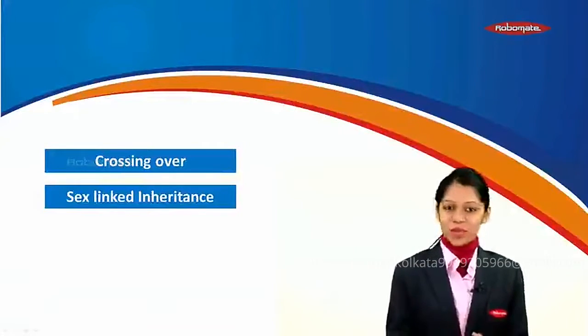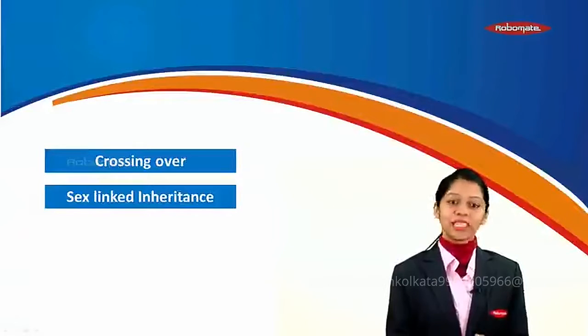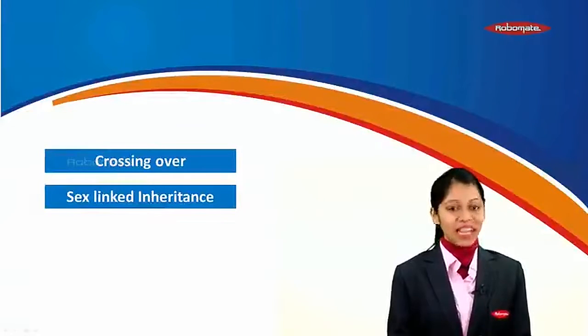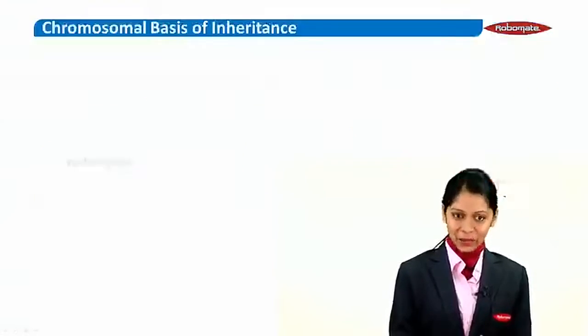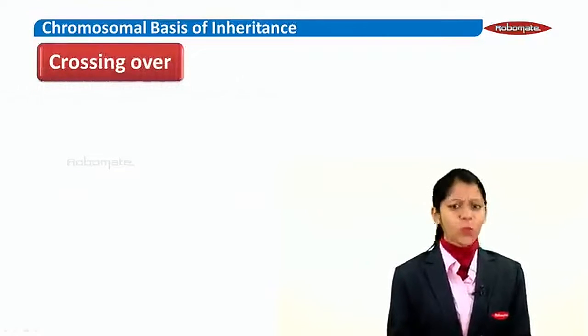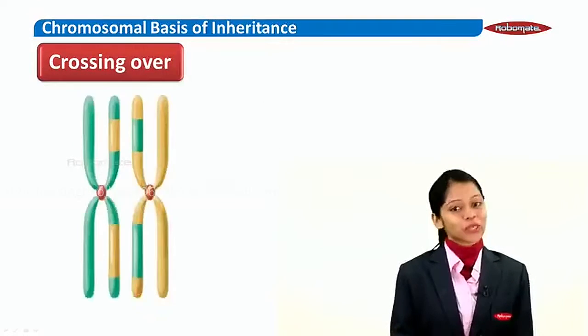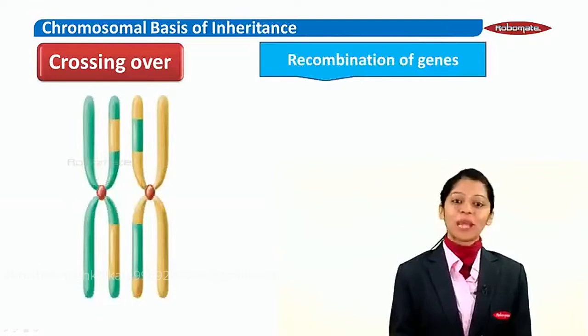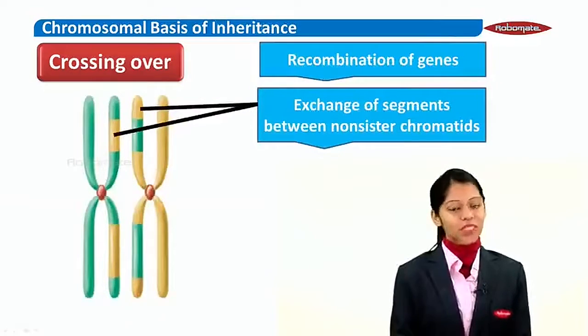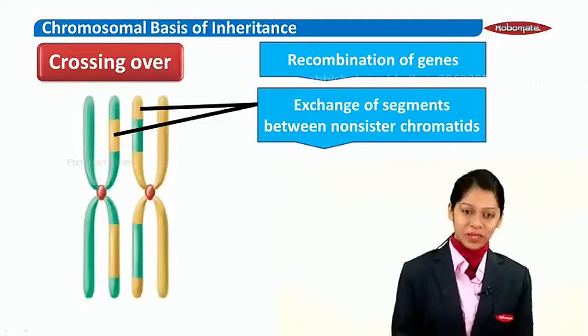Good day, dear students. In this module, we will be discussing crossing over and sex-linked inheritance. Now, the first and foremost thing: what is crossing over? Crossing over is a recombination of genes that occurs due to exchange of segments between non-sister chromatids.